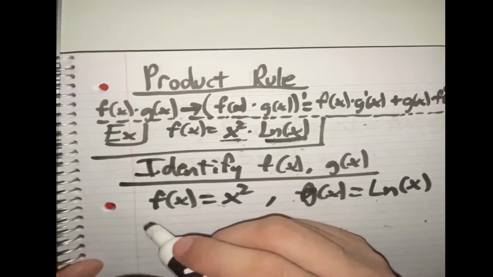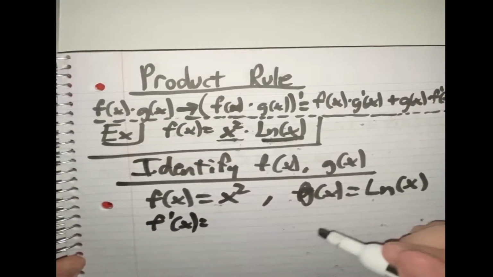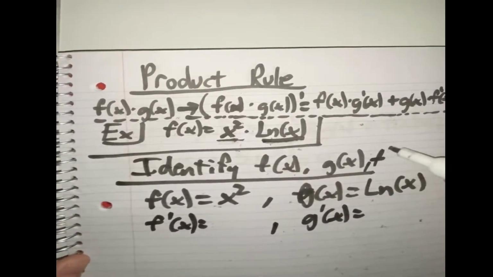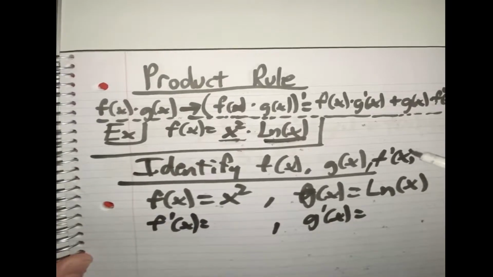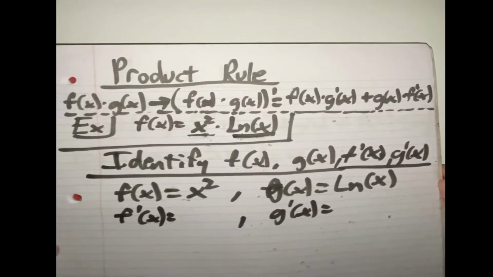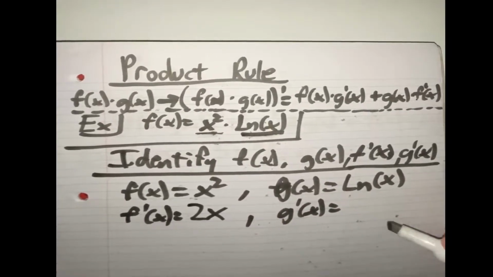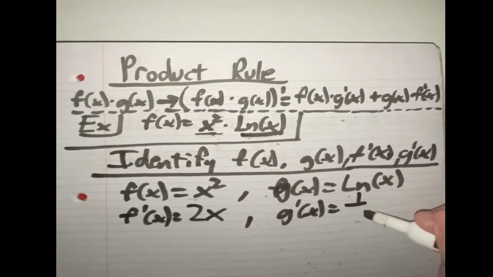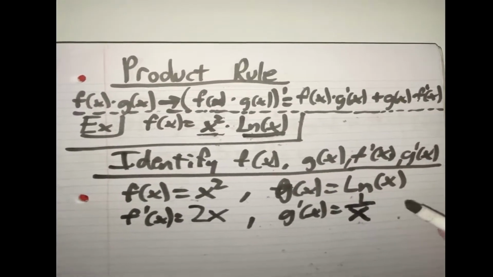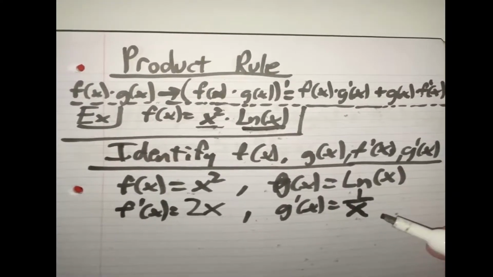The next step would be to take the derivative of each. So f prime of x and g prime of x. The derivative of f of x is 2x. The derivative of the natural log of x is 1 over x. And if you don't know how to take derivatives of natural logs, I have a video on that. It's pretty simple. Take the derivative of x and divide it by itself.